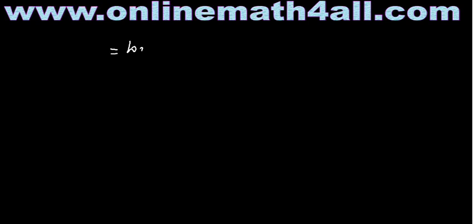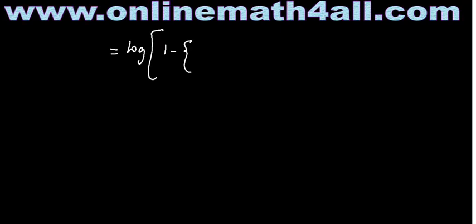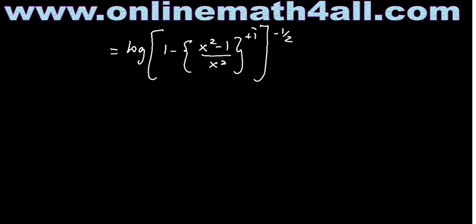It's equal to log of 1 over 1 second x square negative 1 over x square, because I'm just going to change this negative 1 as positive 1, whole to the power negative 1 over 2. So here we don't have to write this positive 1, because whenever we have power positive 1, we don't have to write that one.